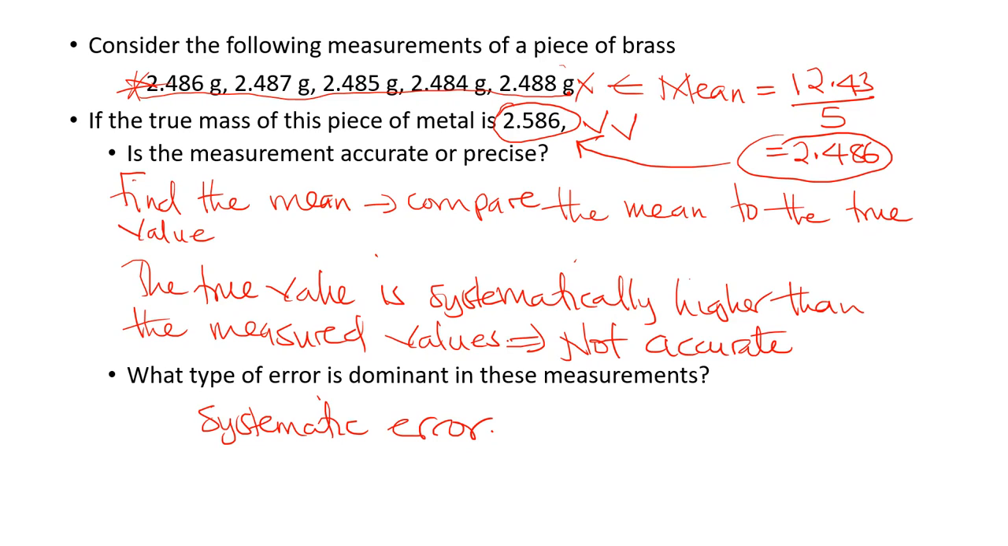When you have random error, the measured value will always be within the values you are given. For example, here, 2.486. 2.486 is within these values. So if our number was 2.486, then we would have said we have a random error. But in this case, our number is 2.586, which is systematically higher than all the values present here. So we have a systematic error.